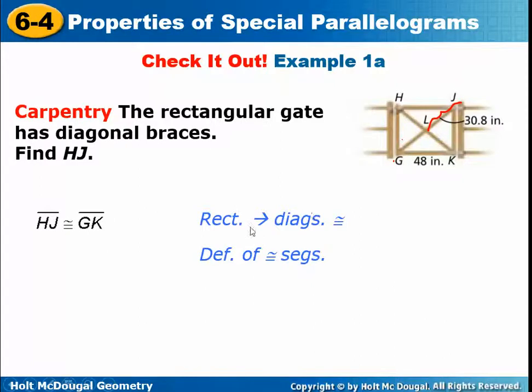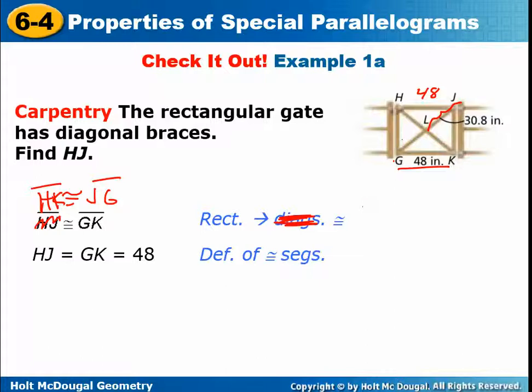Well, they wrote rectangle because it's a rectangle, the diagonals are congruent. But that's not why HJ is congruent to GK. That would be why HK, I'm going to rewrite this, would be congruent to JG. And then because they're congruent segments, definition of congruent segments. Oh, I'm sorry, I didn't see the part, this is 48. So this is 48 because it's a parallelogram. Not anything to do with diagonals though. And so opposite sides are congruent. And then is that all they want us to find? Oh, that was it in that one. I thought it was going to get more complicated.